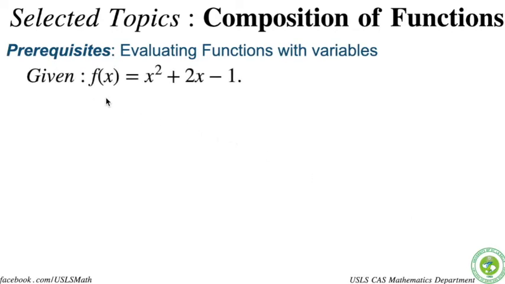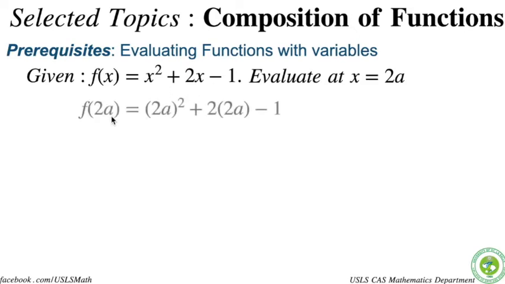Given f of x equals x squared plus 2x minus 1, we will evaluate all x's at 2a. So x is equal to 2a. This x and this x will become 2a. So f of 2a will be all x's becoming 2a: 2a squared plus 2 times 2a minus 1. All these 2a's came from the x, as clearly seen above. This x becomes this, and this x becomes this. And this leaves us to simplify things.